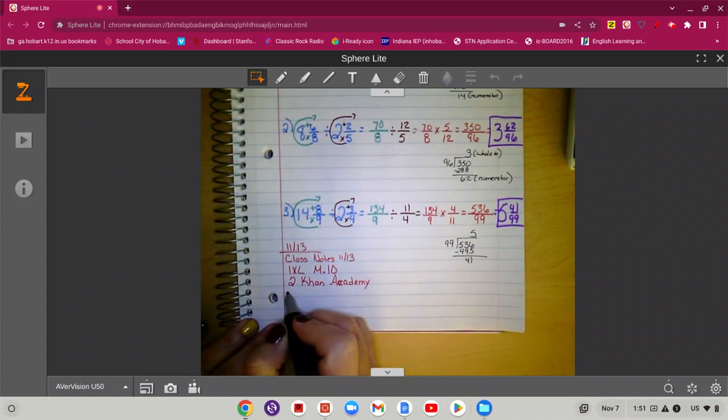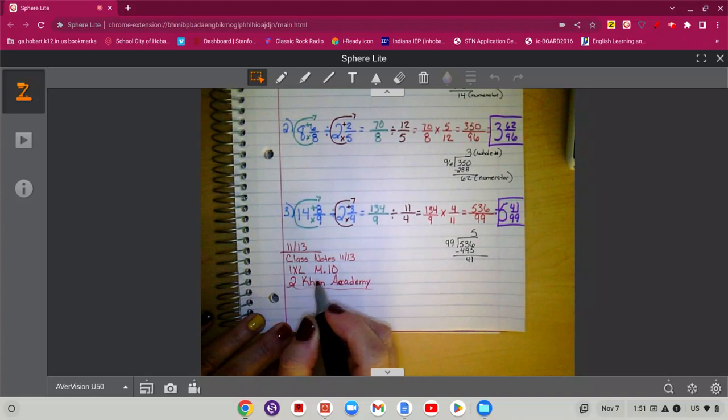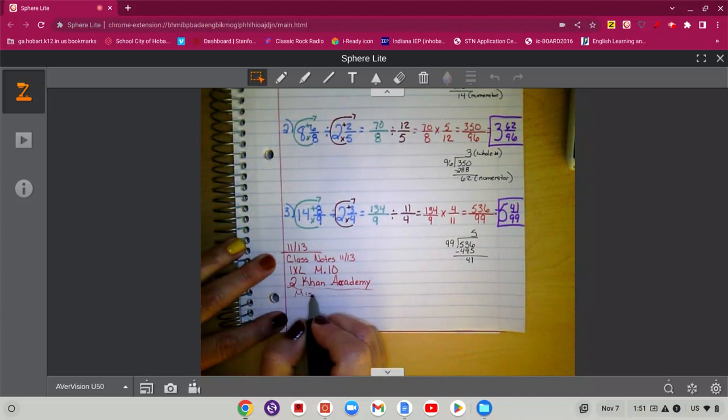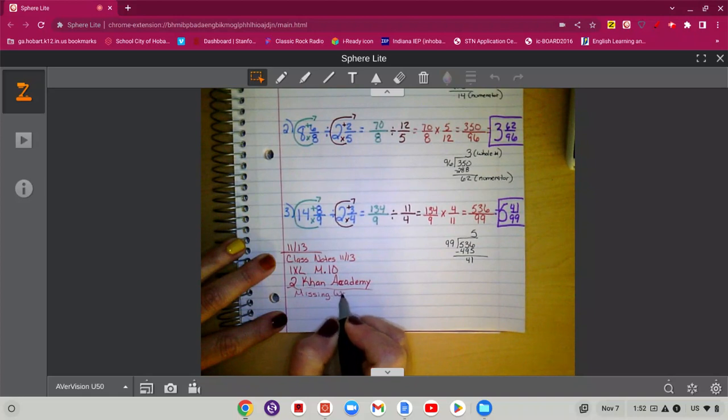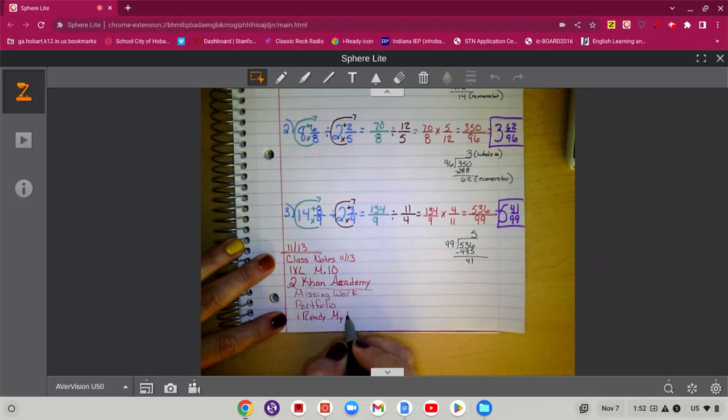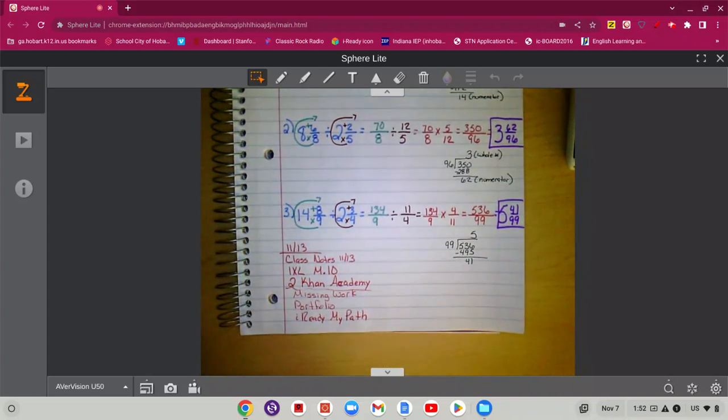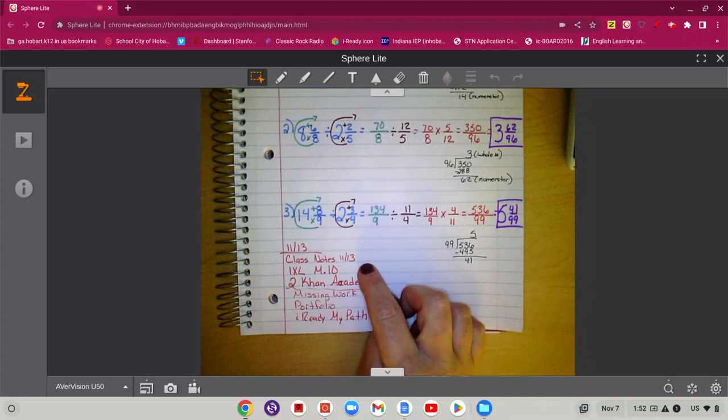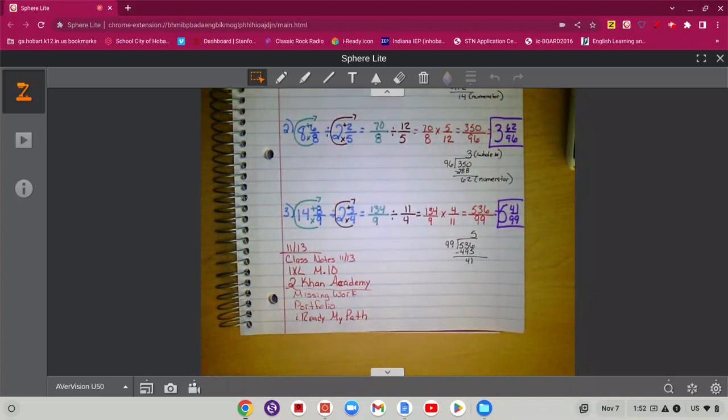If you finish all that, then there's a few things you can work on. Any missing work, your portfolio, or iReady MyPath. But Class Notes 11-13, IXL M10, and your 2 Khan Academy assignments are what you need to do today. So make sure you take a picture of those notes and then upload them to the assignment. Work on IXL M10 and do your 2 Khan Academy assignments.